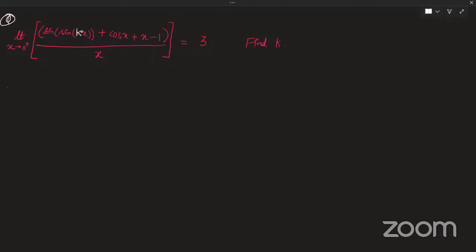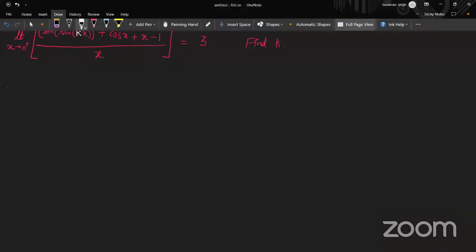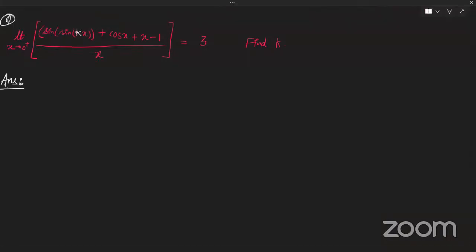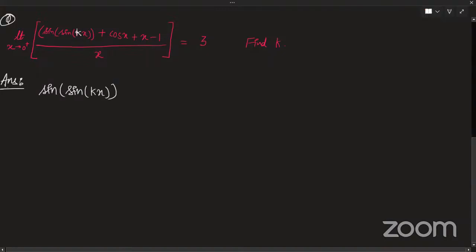Okay, so it is asking me the value of k. Can we do this? Can you think how we can do this? So the first part, just look at the first part. We have sine of kx. What will happen to this thing? How can I write this thing?